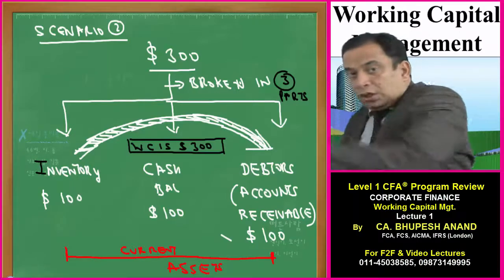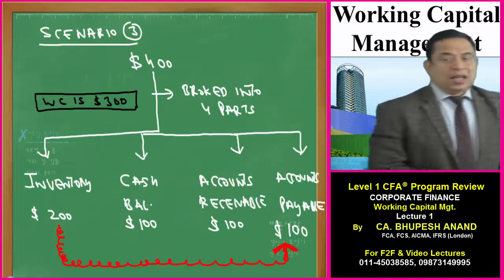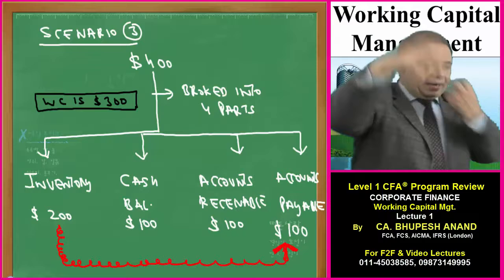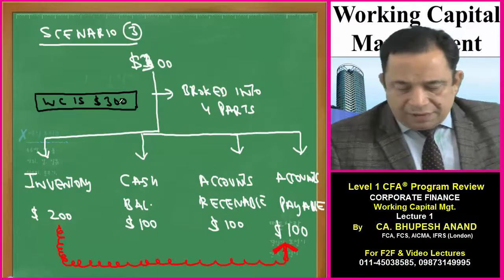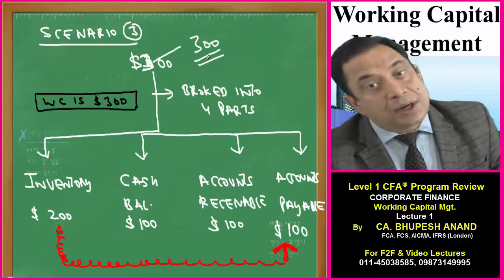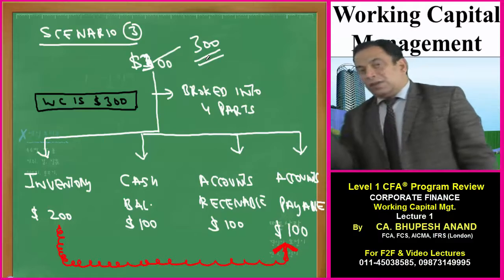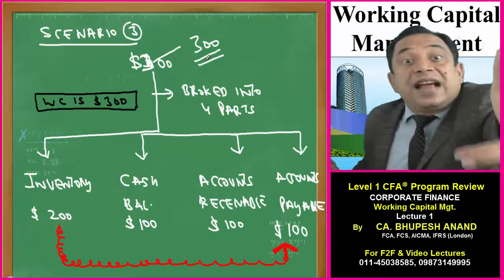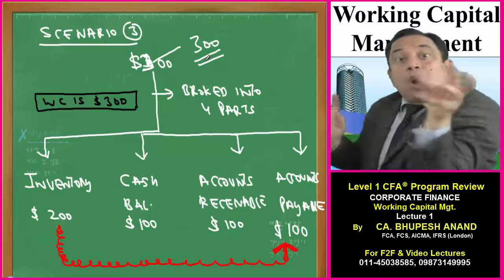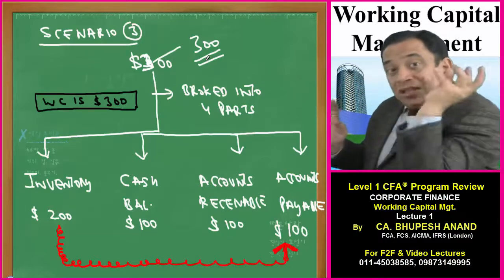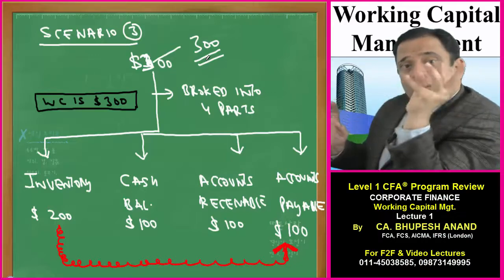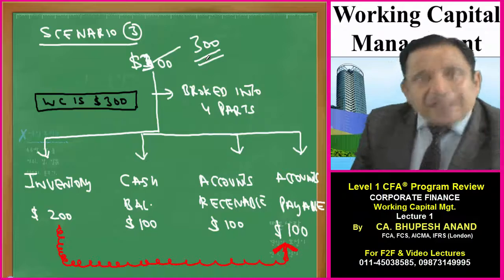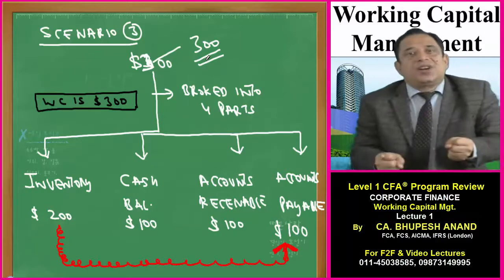So the point is, total current assets in scenario 3 will be $400. But how have I taken $400? Suppliers have given the credit. I think it is better if I write down $300 only, because net working capital in this case again will be $300. Now the $100 of inventory purchased on credit will increase inventory, but along with that, it will also increase accounts payable. It means Mr. X has to pay something to that supplier. So how much is current assets now? Inventory $200, cash balance $100, accounts receivable $100, that is $400, minus accounts payable of $100. It means the net working capital is still $300, not $400.